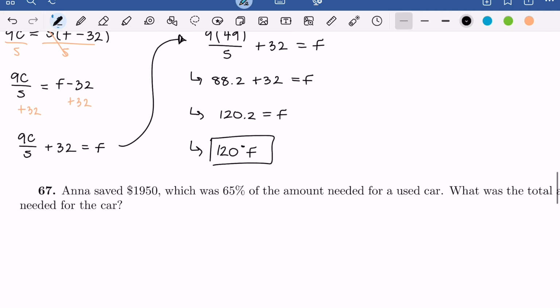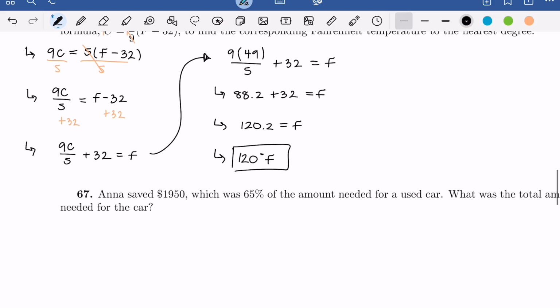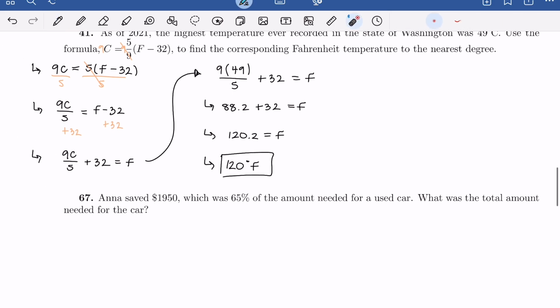All right, so for our next two questions, we're dealing with percent problems. So let's zoom out a little bit. For question 67 here, we're told that Anna saved $1,950, which was 65% of the amount needed for a used car. So with this information, we want to determine what was the total amount needed for the car.